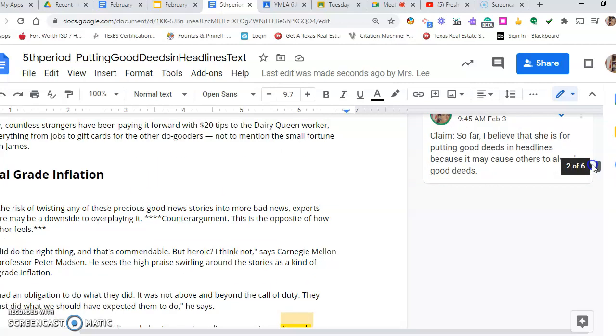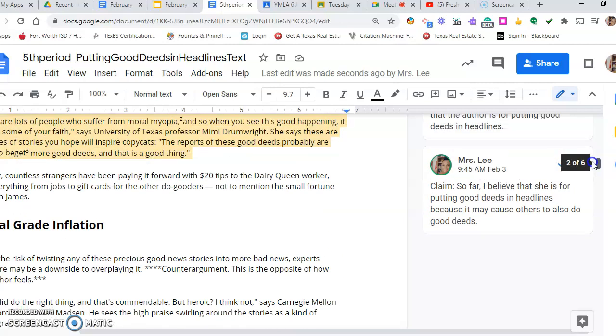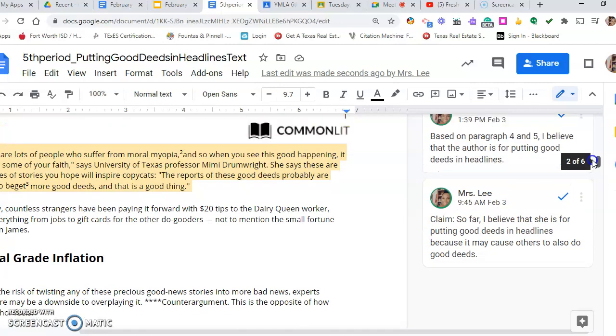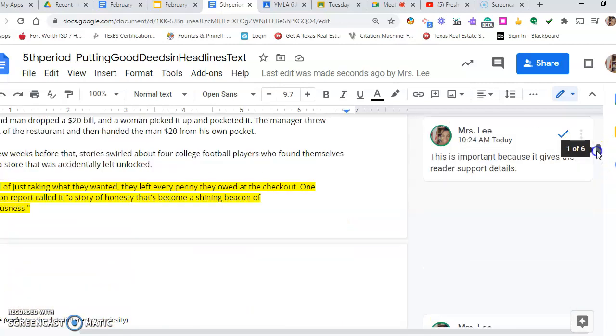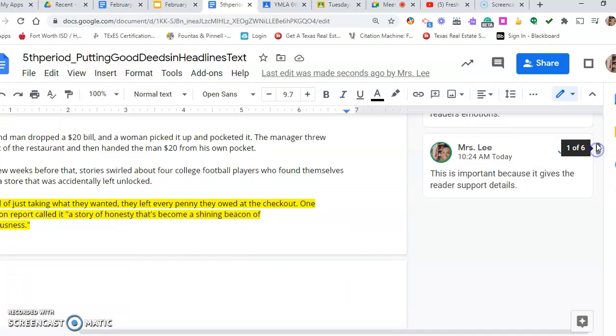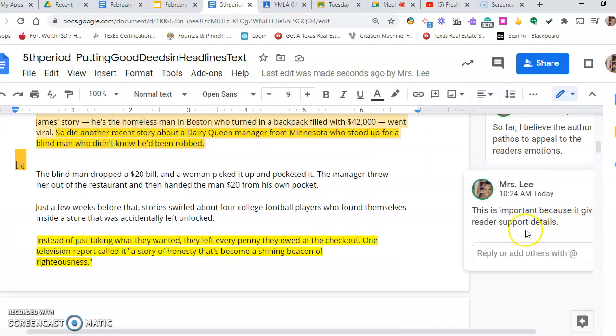Claim so far, I believe that she is for putting good deeds in headlines because it may cause others to also do good deeds. Based on paragraph 4 and 5, I believe that this author is for putting good deeds in headlines. This is what we did last week. Important because it gives the readers supporting details.